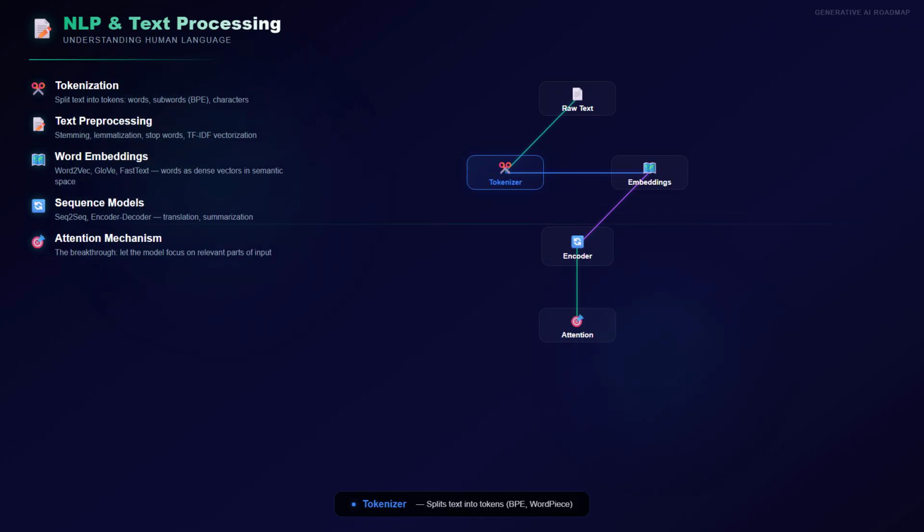Word embeddings represent words as dense vectors in a continuous space. Word2Vec showed that you can capture meaning, where king minus man plus woman equals queen. GloVe and FastText improved on this idea.